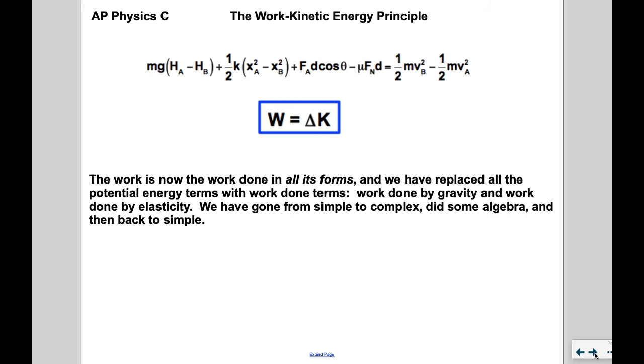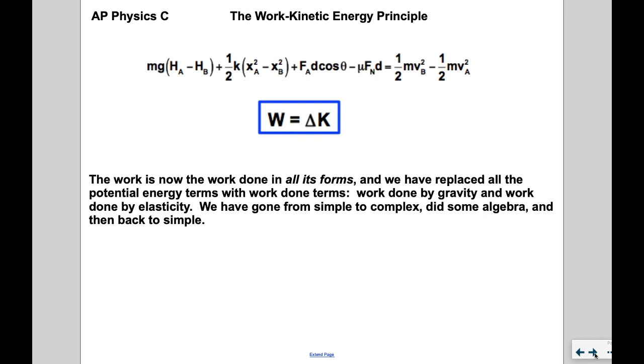So we went from simple to complex, and then did some manipulation, some algebra, and back to a very, very simple looking formula. So this is the work and kinetic energy principle. When we do problems of this type, we want to focus specifically on the new ones: the work done by the spring and the work done by gravity, and we will take it from there.